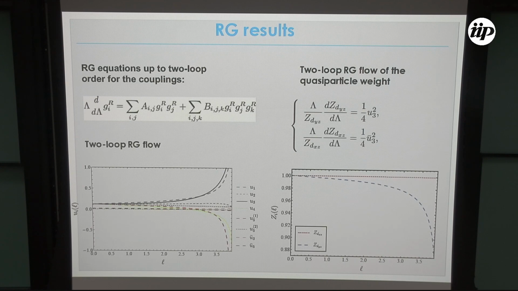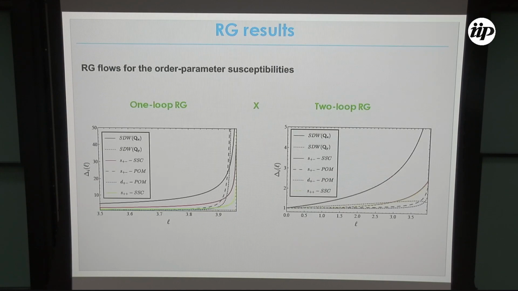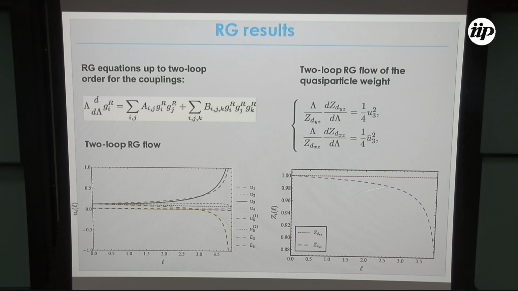And this agrees qualitatively with the experiments. But of course, we have to do more. We have to make the model more realistic in order to obtain really precise agreement with experiments. Okay, but yeah. So what is the origin of this anisotropic renormalization?